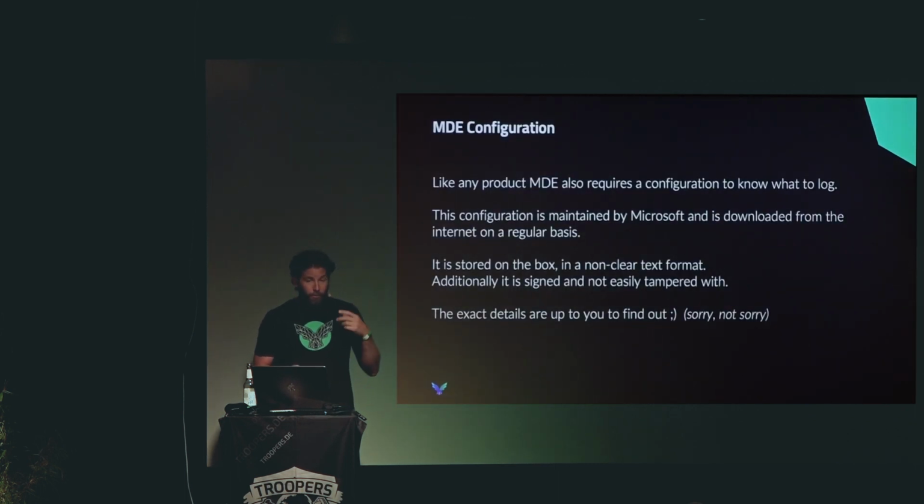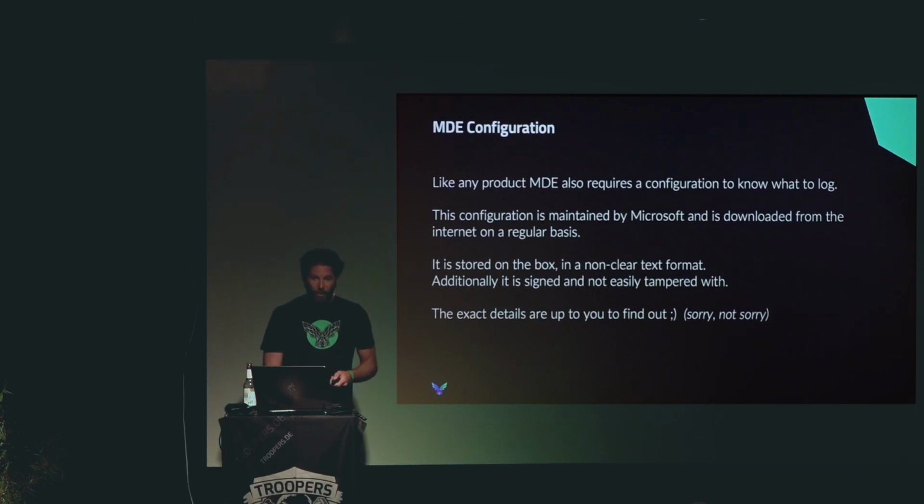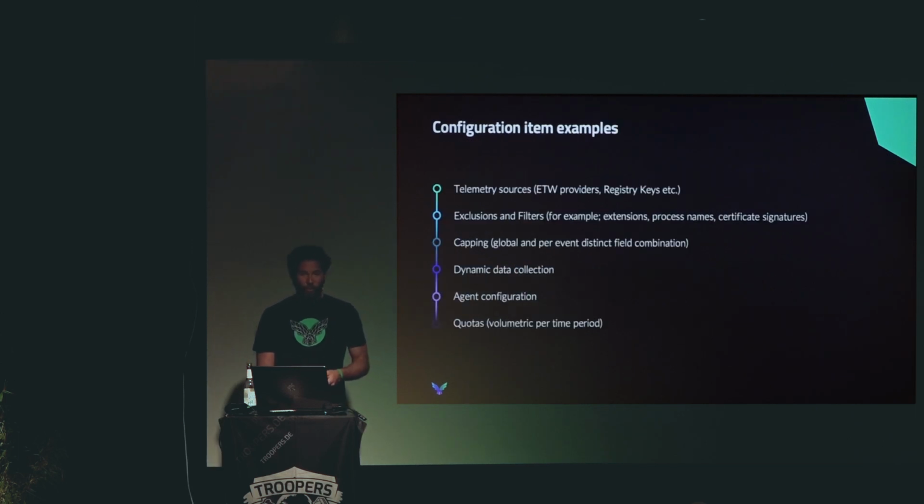And like every product, Defender needs a configuration to run. The configuration, as mentioned, is maintained by Microsoft and gets downloaded every, I don't know, hour, 30 minutes. It's stored on the box somewhere. Go have fun finding it. I won't tell you where it is because there's a lot of information in there that is also very useful to attackers. It's very easy to bypass it if you know what it's looking for.